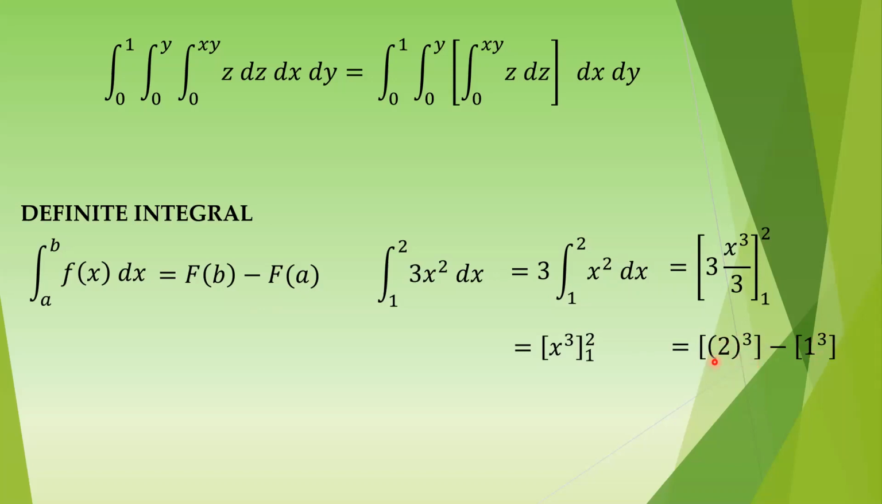Ayan, x cubed pa rin yan. X cubed, x cubed. Kaya lang, pinalit mo yung upper saka yung lower. Then, simplifying, 8 minus 1. So, meron tayong 7. So, ganun ang concept ng definite integral. No? Ganun lang gagawin. Papalitan mo lang yung x ng upper limit, subtract mo yung lower limit.